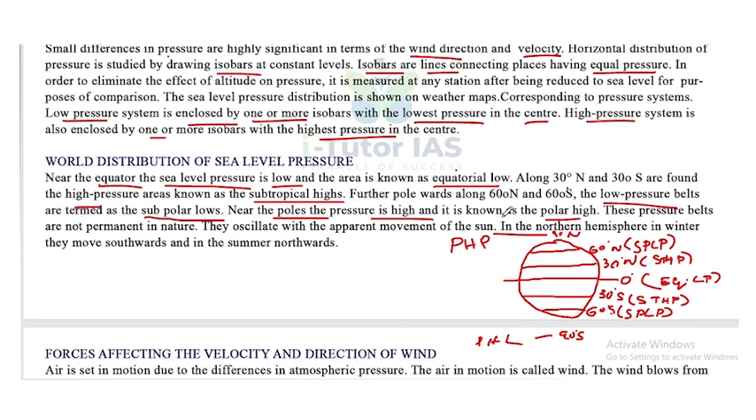Now, the pressure belts are not permanent in nature. They oscillate with the apparent movement of the sun. In the northern hemisphere, in winter they move southward and in summer northward. Okay, so that is the world distribution of sea level pressure.